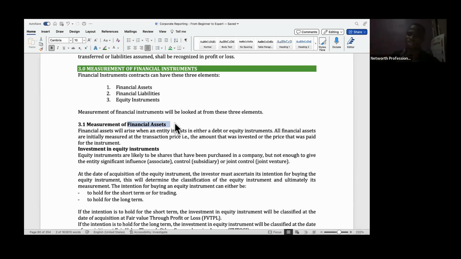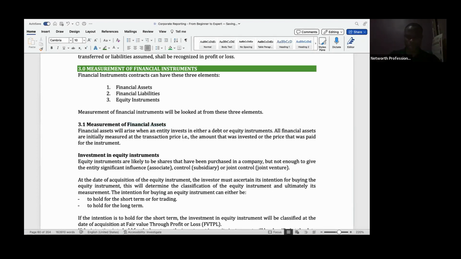That's the initial measurement. So when we are talking about measurement, we always first ask: what's the initial measurement? Meaning, how much will be the first amount at which you enter this transaction in your books at the date of the transaction? That's the initial measurement at the date of the transaction.